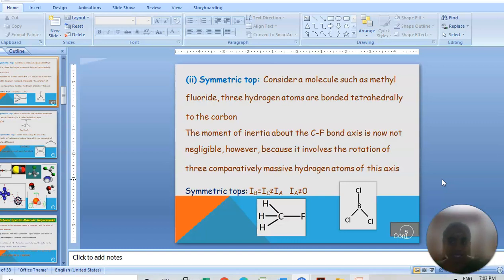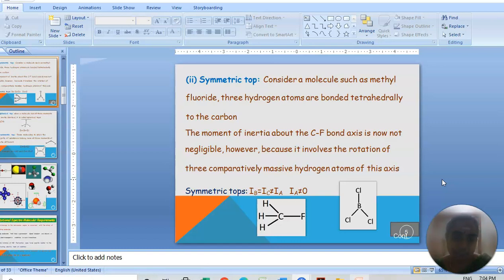Sometimes we have subdivisions. For example, boron trichloride has IA equal to 2 IB, that is equal to 2 IC. Depending on the molecular structure, these are called prolate symmetric tops or oblate symmetric tops.